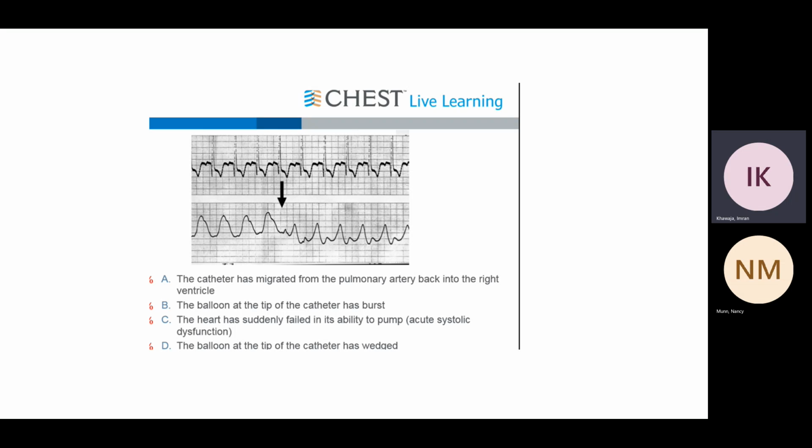If you get a board question with the PA catheter, it will be this question. If you see a giant V wave after wedge, the answer is either mitral regurgitation or VSD. So that's 100%. We got one question guaranteed. That's a complete question in pulmonary and critical care: giant V wave after wedge.